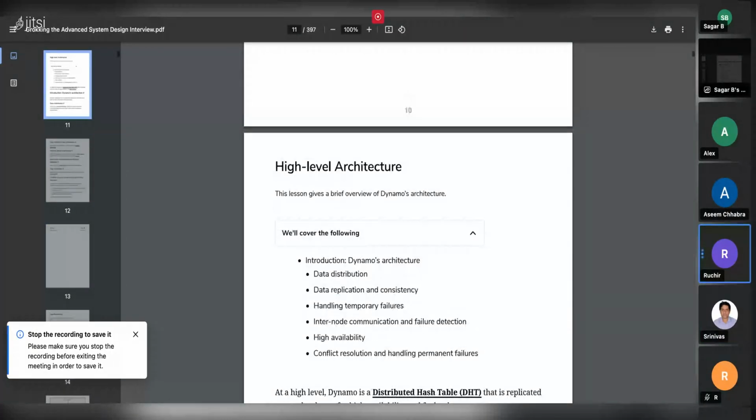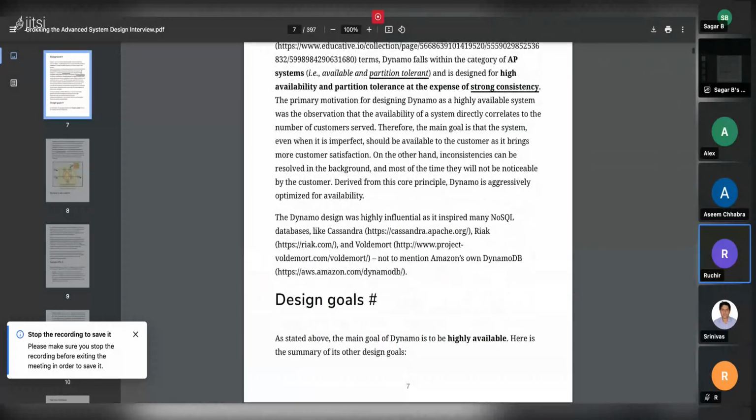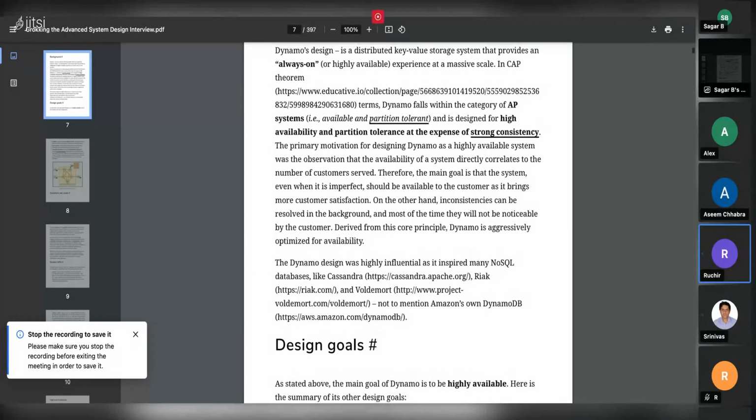I just looked it up, and it looks like DynamoDB is using an LSM tree. Okay, so it is write optimized for sure. Correct, that's what I'm saying.